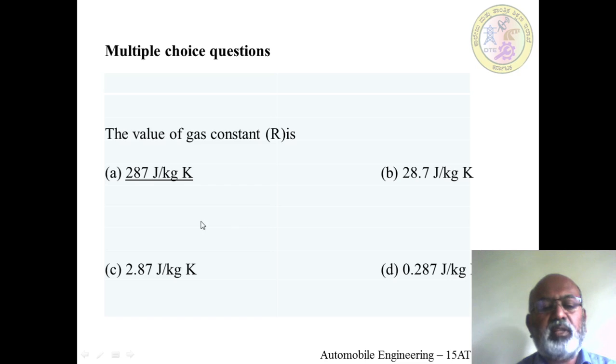The correct answer is 287 joules per kg Kelvin. If the unit is in kilojoules, it will be 0.287 kilojoules per kg Kelvin. Since it is in joules, it is 287 joules per kg Kelvin.